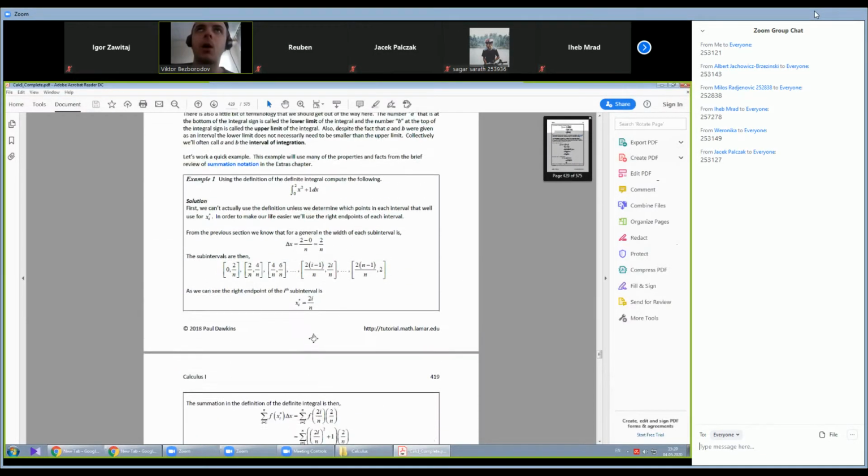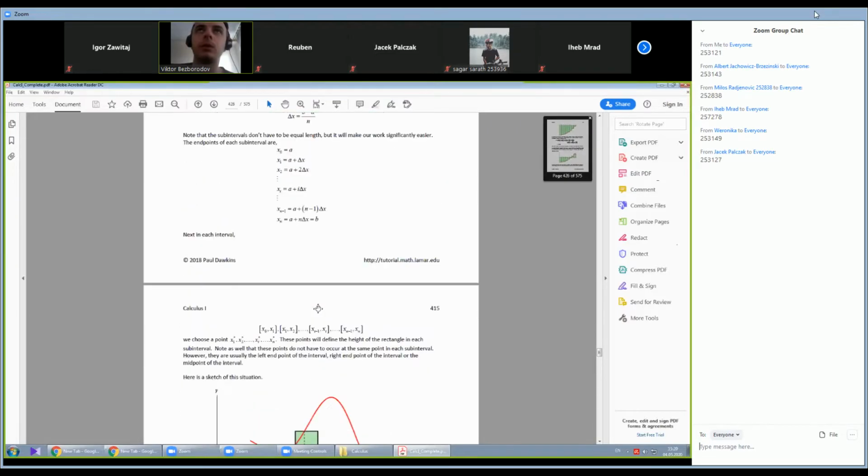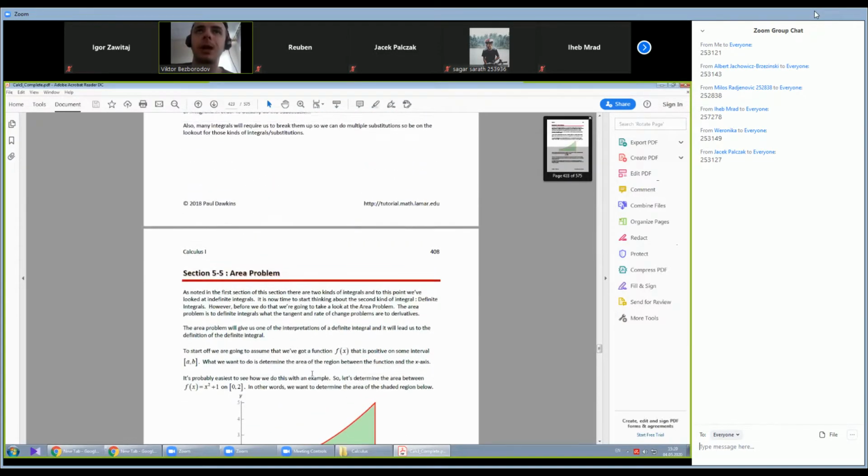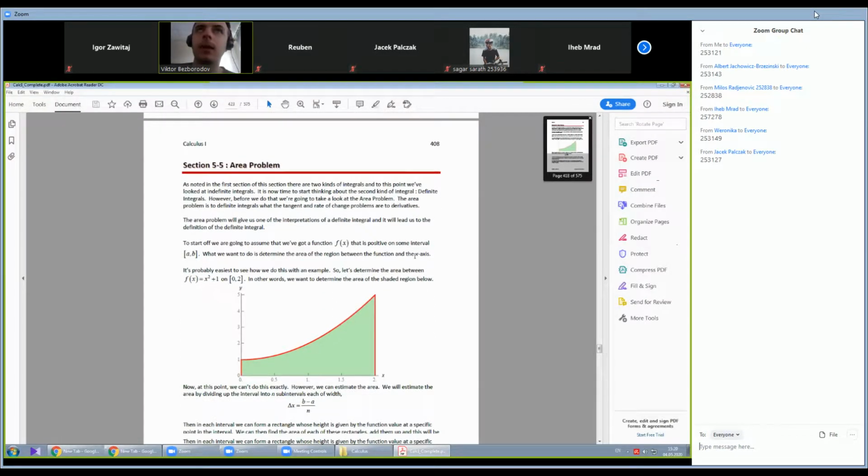So let's now go back and talk about the interpretation of this definition and how it came to be. Imagine that you have a non-negative function from 0 to 2, let's say, and you want to compute the area below the graph of the function. You want to compute the green area on this picture. So how can you do this with calculus?